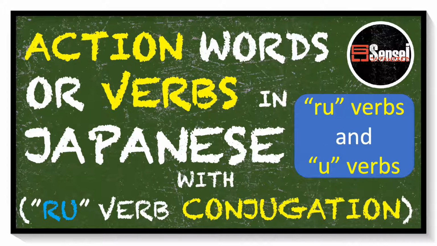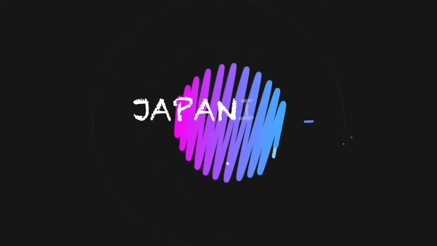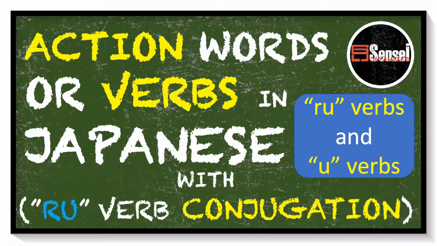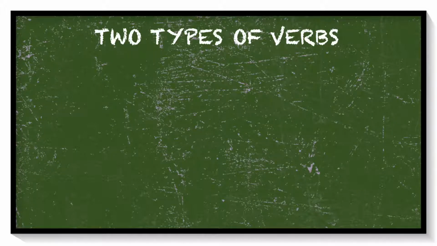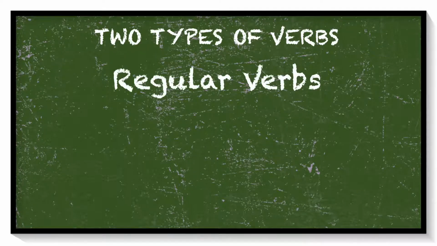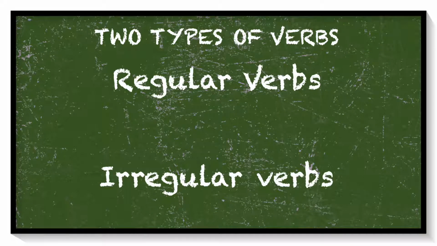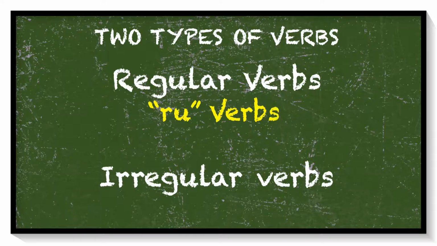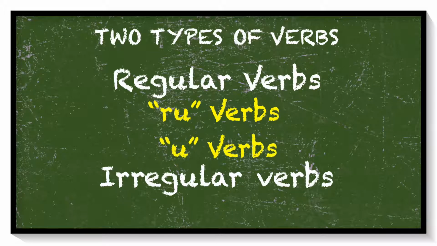Today, I will teach you about verbs, or action words, in Japanese language. Let's begin. In Japanese language, action words, or verbs, are classified into two types: regular verbs, and irregular verbs. Under regular verbs, there are another two kinds, the ru verbs, and the u verbs.